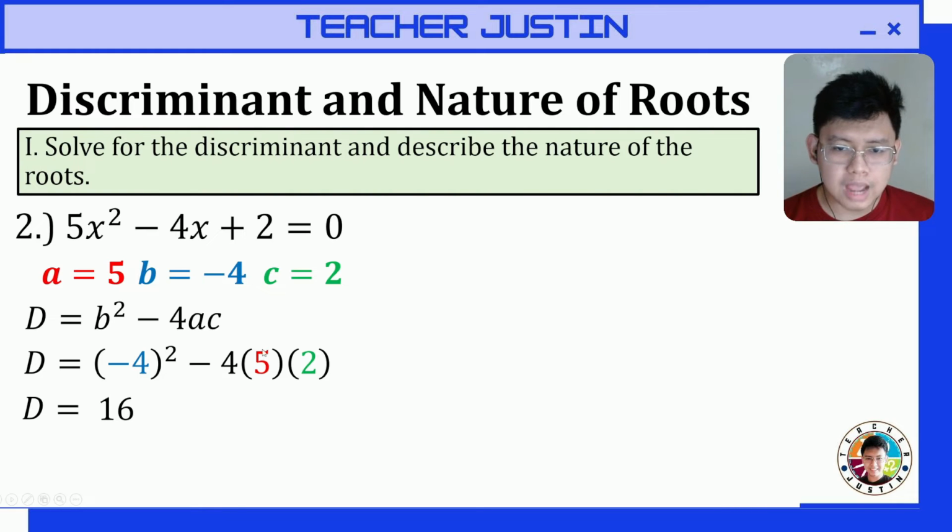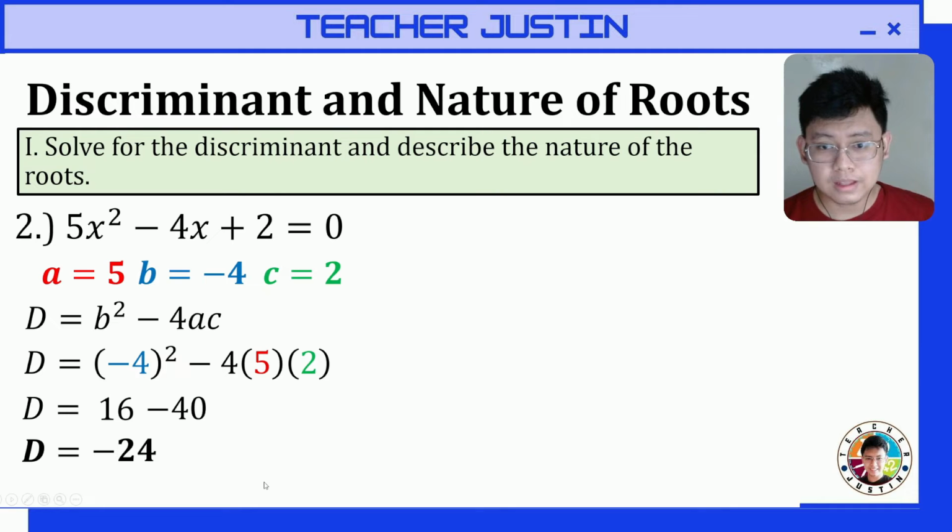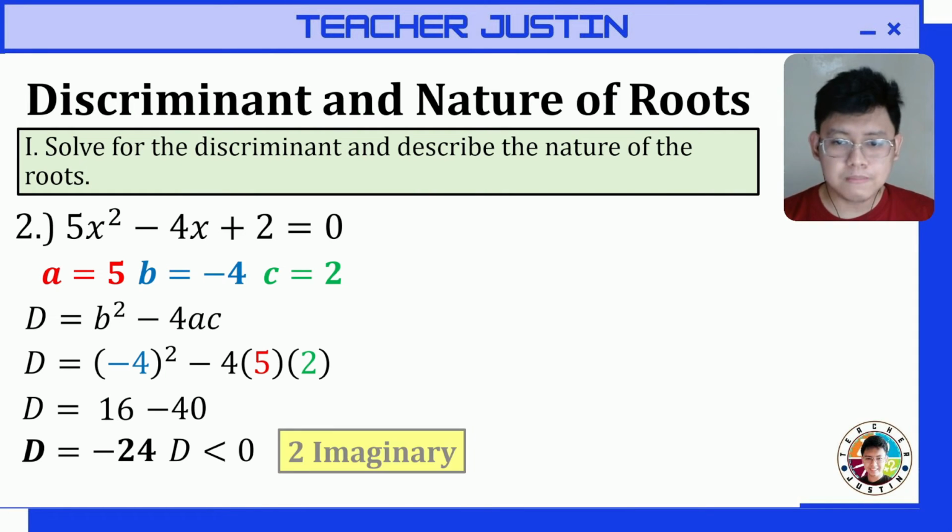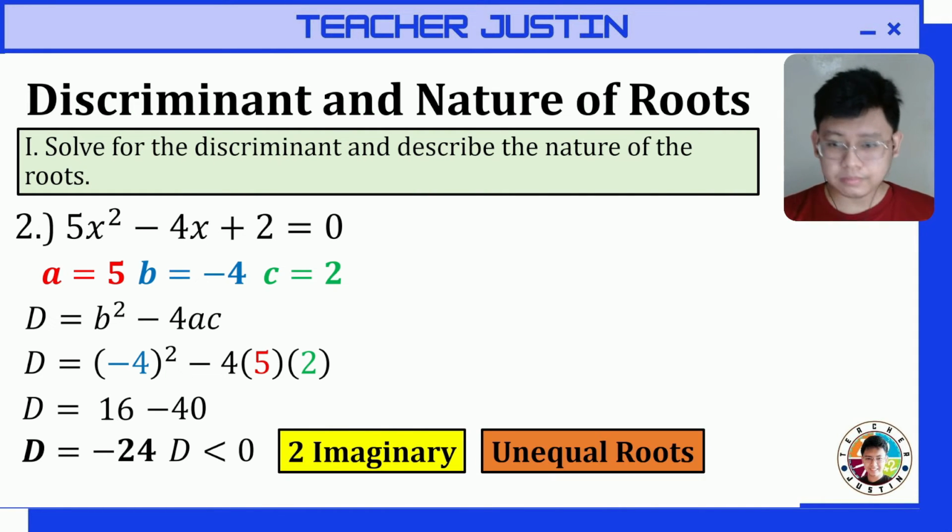Negative 4 times 5 times 2, that will give us negative 40. Now, subtract natin 16 minus 40, that will give us negative 24. Now, ang discriminant natin is negative 24. Let's compare it to 0. So, our discriminant will be less than 0. If our discriminant is less than 0, then we are expecting that the nature of our roots will be 2 imaginary unequal roots. And that's it.